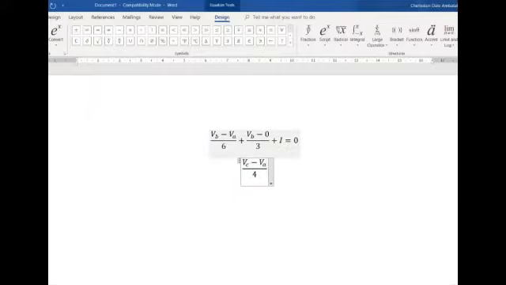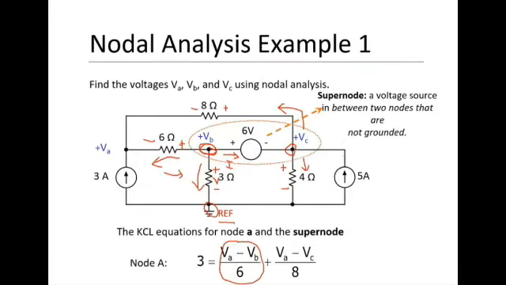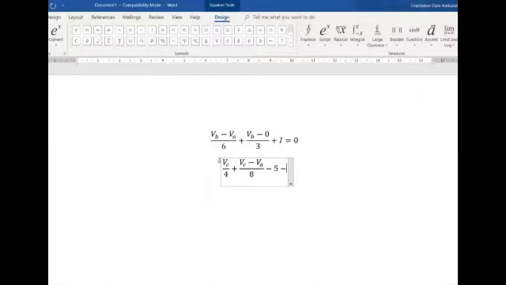So that's plus Vc minus Va over 8. Oh wait, should be consistent. This is small c. And you have a current going in, which is I, so that's minus I equals 0.